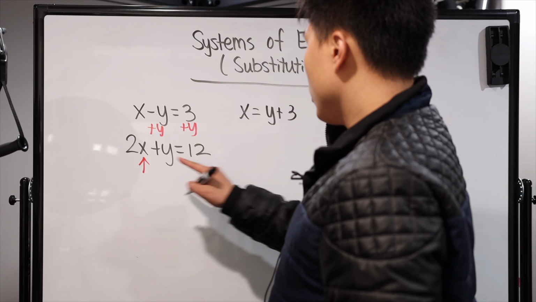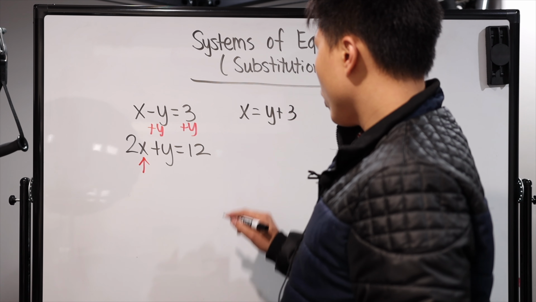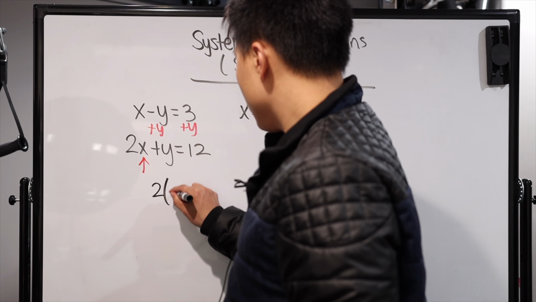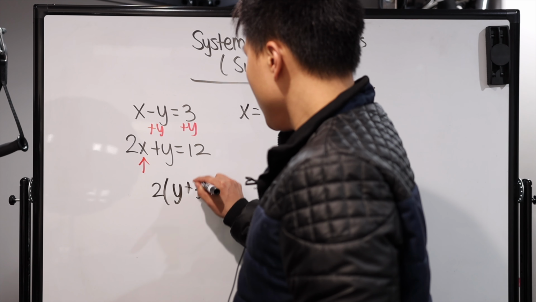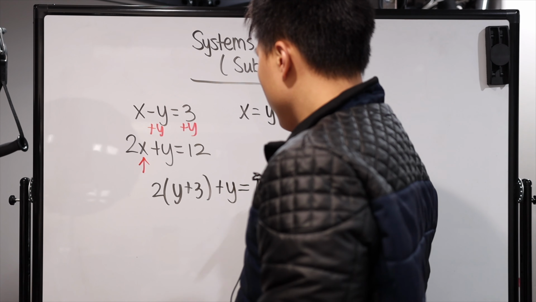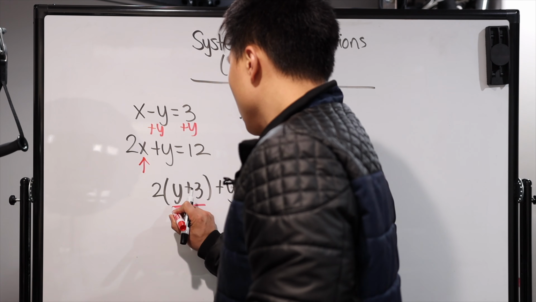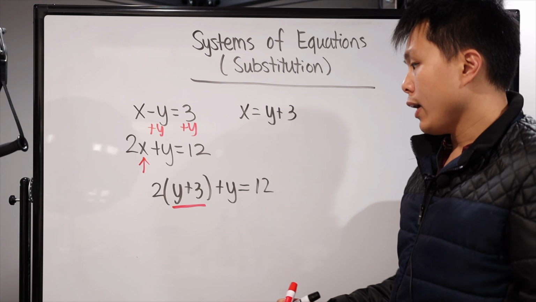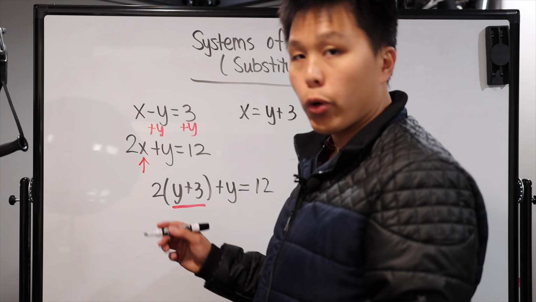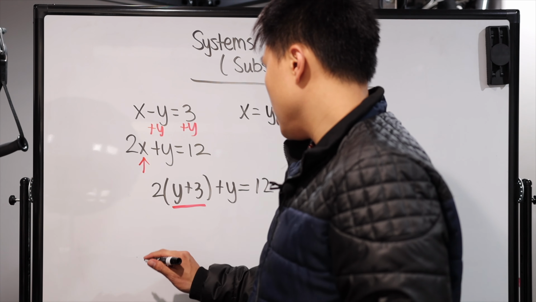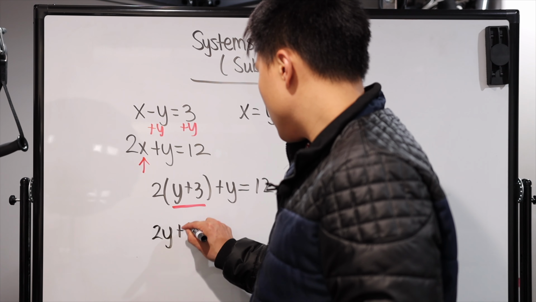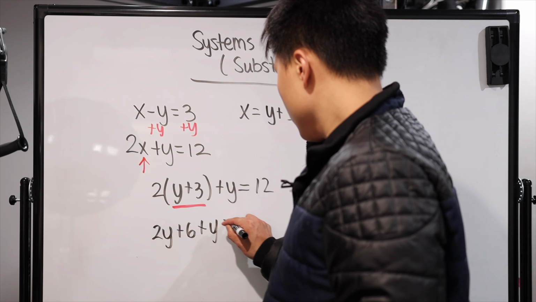So now instead of 2x plus y equals 12, we basically have 2 times (y plus 3) plus y equals 12. And remember that this right here was just our original x, right? And then of course, in order to solve it, you have your whole FOIL method, right? Distribute the 2 inside the parentheses. You have 2y plus 6 plus y equals 12.